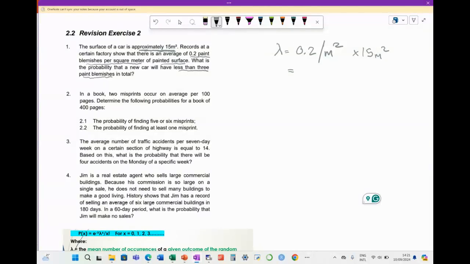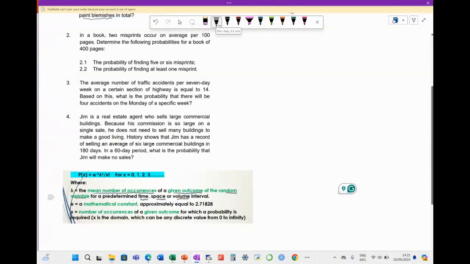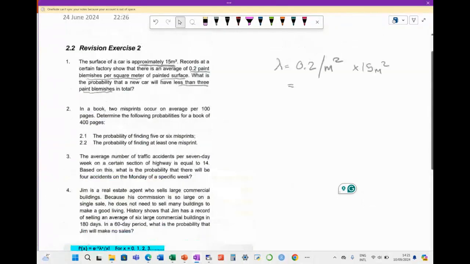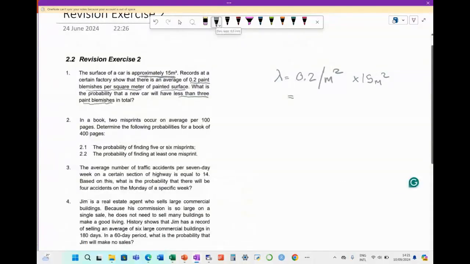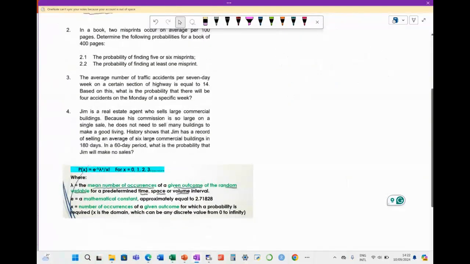Okay, so there you can start to see what the time, space, and volume interval. It's been predetermined. So when you say 0.2 times 15, what do you get? You get 3. So our average that we're working with is 3. Okay, so we have that so far, but we also need the other variables. So E is your mathematical constant, approximately equal to this. Okay, but we know we have E on our calculator, so we just plug and play.